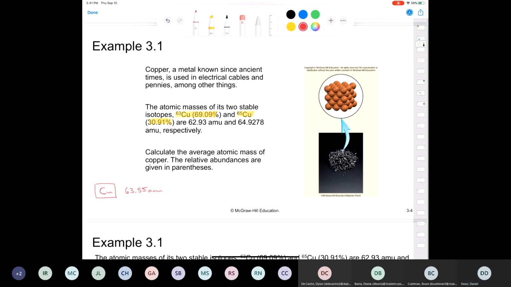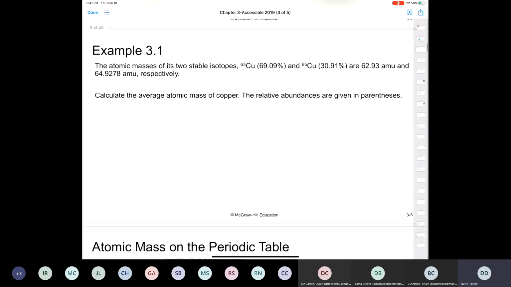And look at it. This isotope is not 63.55. It's actually lower than 63.55. And this isotope doesn't weigh 63.55. It's higher than 63.55. So it makes sense that the weighted average of these two should give us this number or something pretty darn close to it. Now let's check that out. The best way to see if it works is to prove it.